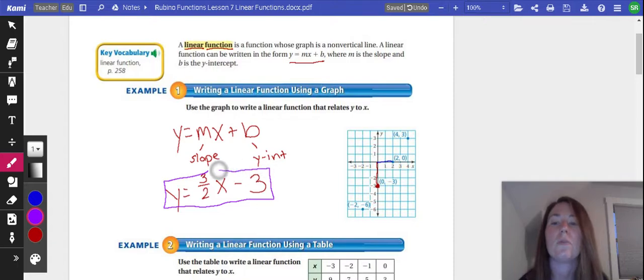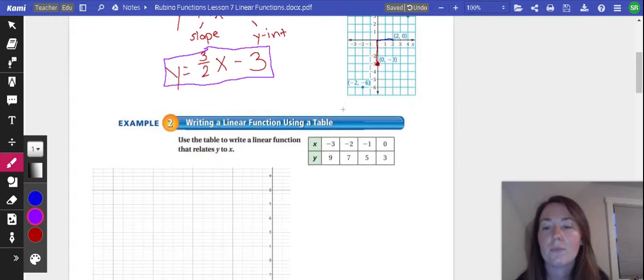Okay, so this is the same process we used when writing a linear equation from a graph. We're just defining it as a linear function now that we understand that a function is when each input has exactly one output. Moving on to example 2.